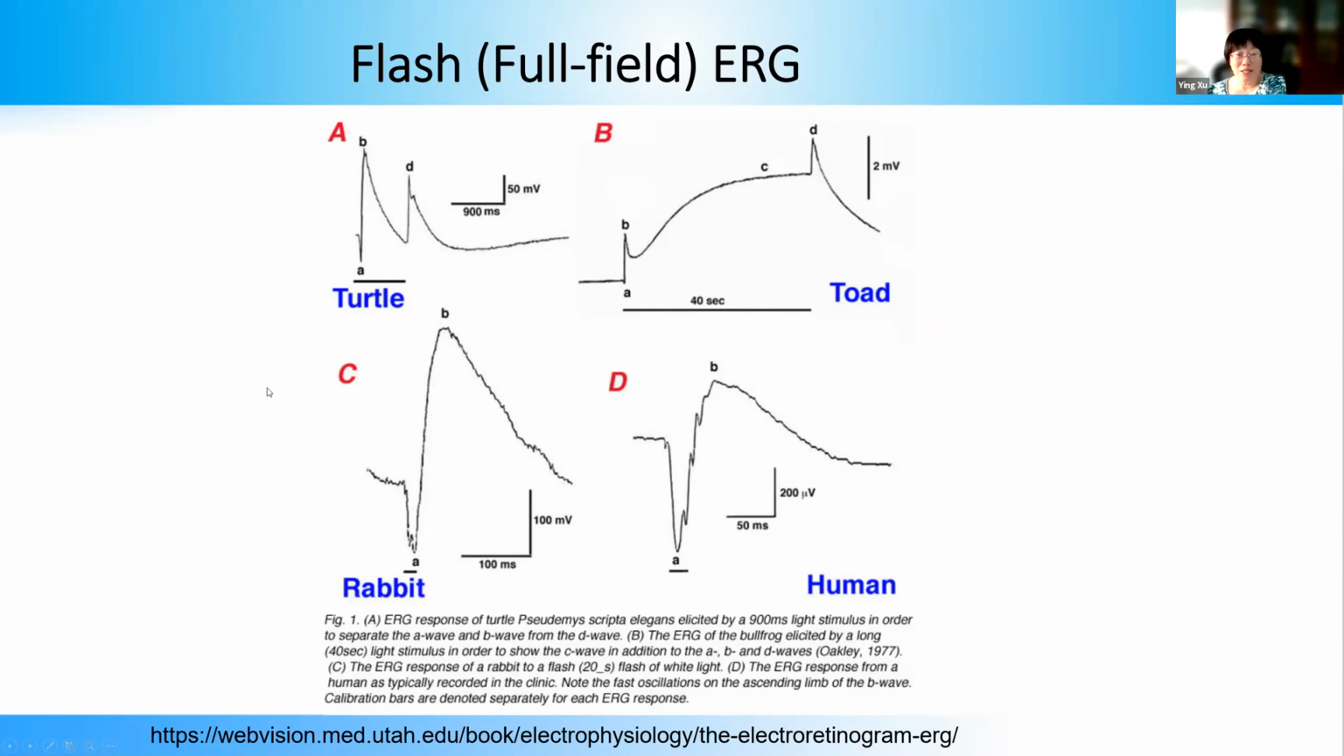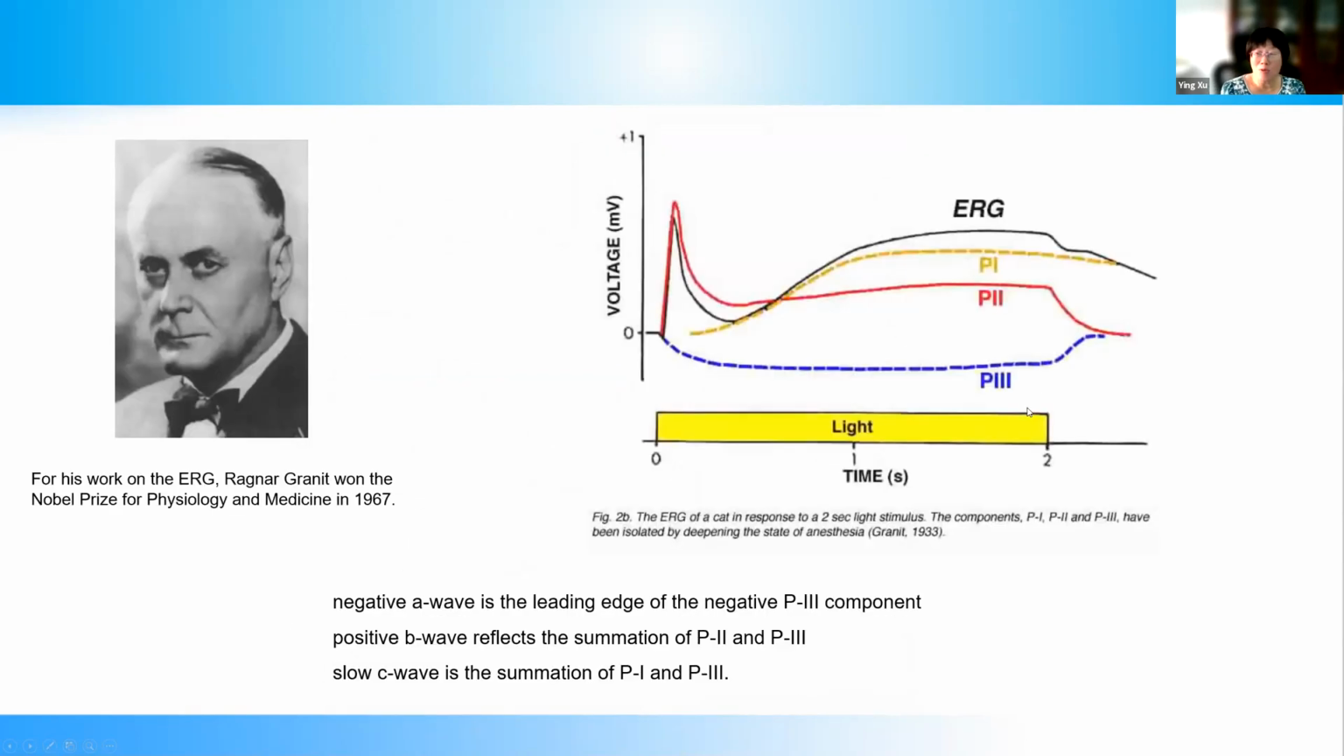So all this information actually can be found through web video at Jinan University. This is a very good, useful website, and you can check more information there. And actually, the ERG was fully studied back in the last century. And in 1967, the scientist Ragnar Granit won the Nobel Prize for his work on the ERG.